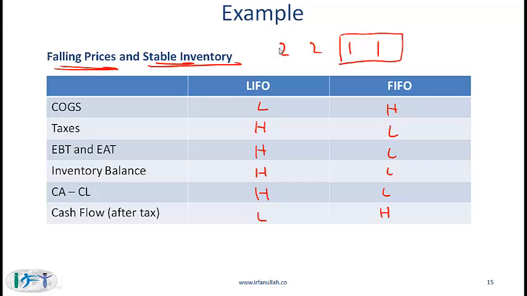This means that you initially buy your inventory for $2, then for $1. With last in, first out, you are selling the $1 inventory first, which means that your COGS is going to be low. If COGS is low, that means expense is low, profit is high, therefore taxes are high, earnings before taxes and after taxes high. The inventory balance, we are left with these items. So inventory balance is high, working capital is high, and cash flow is low.